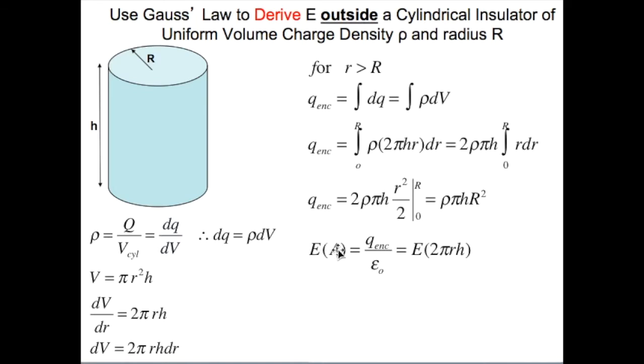Set up Gauss's law. E dot A is Q enclosed over epsilon naught. A again is 2 pi RH. And so now I get this, right? I divide both sides by 2 pi RH under here. So I get pi, and Q enclosed is rho pi HR squared. And simplify things, we end up with rho big R squared over 2 little r epsilon naught.